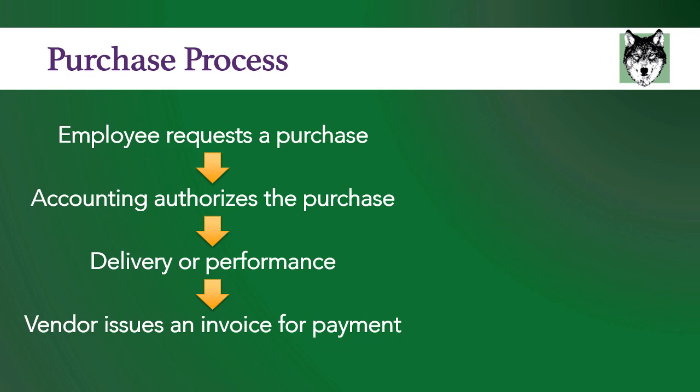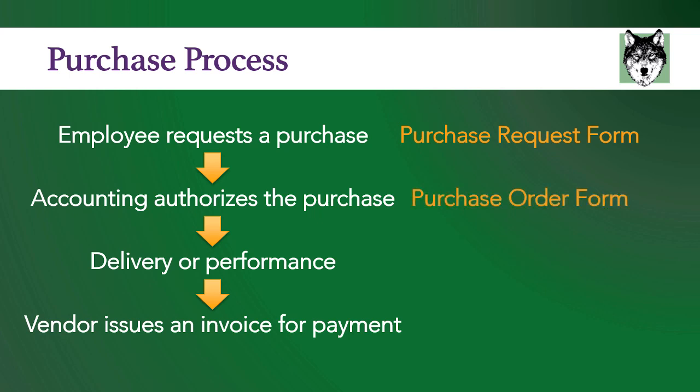Let's look at the typical purchasing process. It starts when the employee requests a purchase. This is captured on the purchase request form. Next, accounting authorizes the purchase. This is captured on the purchase order form. Next, goods are delivered or a service is performed. And finally, the vendor issues an invoice for payment.